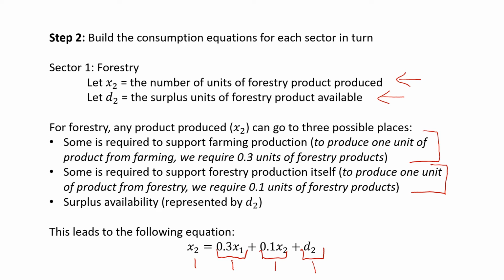Now, when you're building these equations, be very careful. Be methodical in building them. It's quite easy to mix up some of the numbers in the equations. So you have to think about it. Each equation talks about where does it go? Where does the farming industry go? Where does the forestry industry go? Be careful when you're building these equations to make sure you don't mix up some of the numbers.